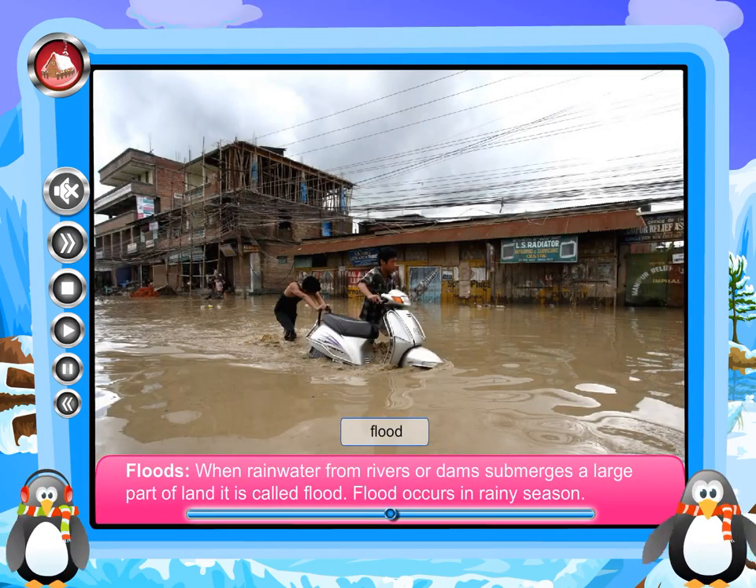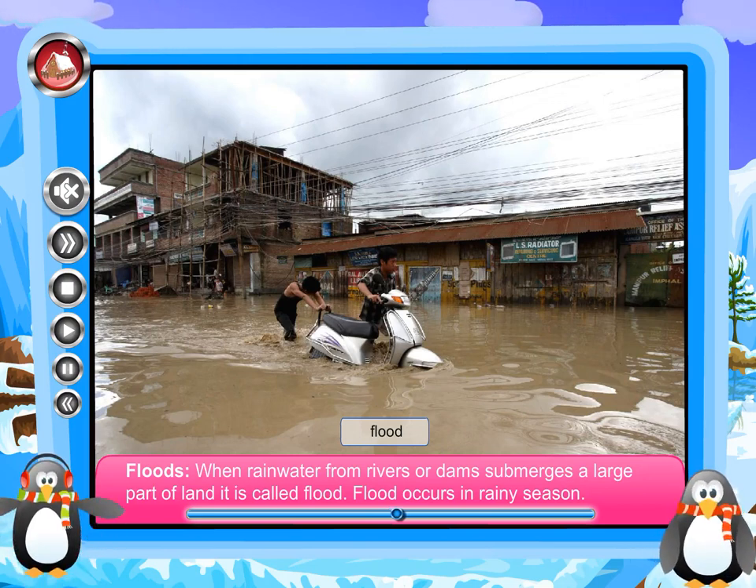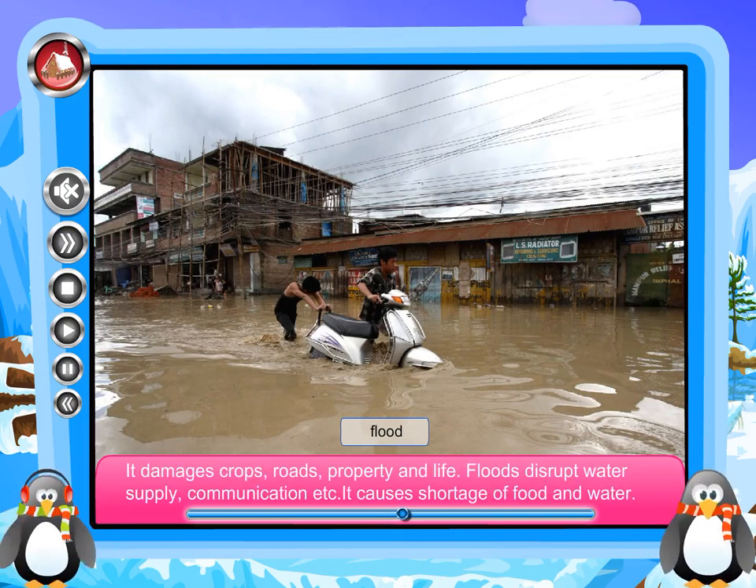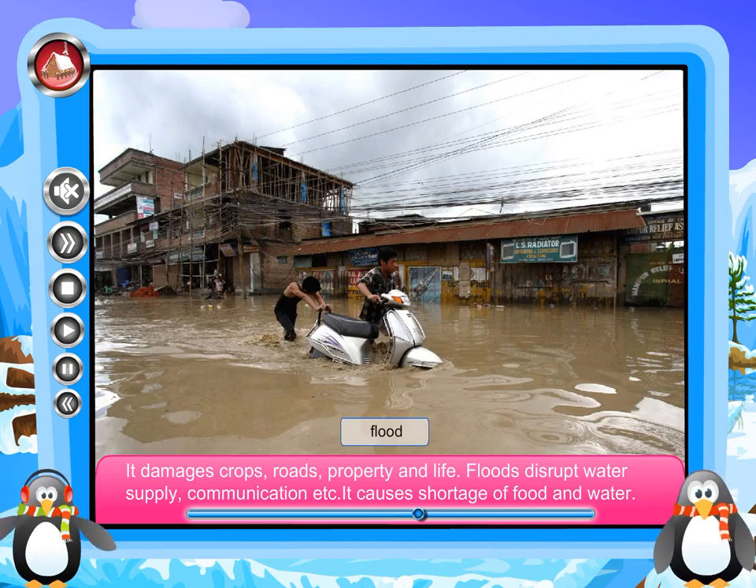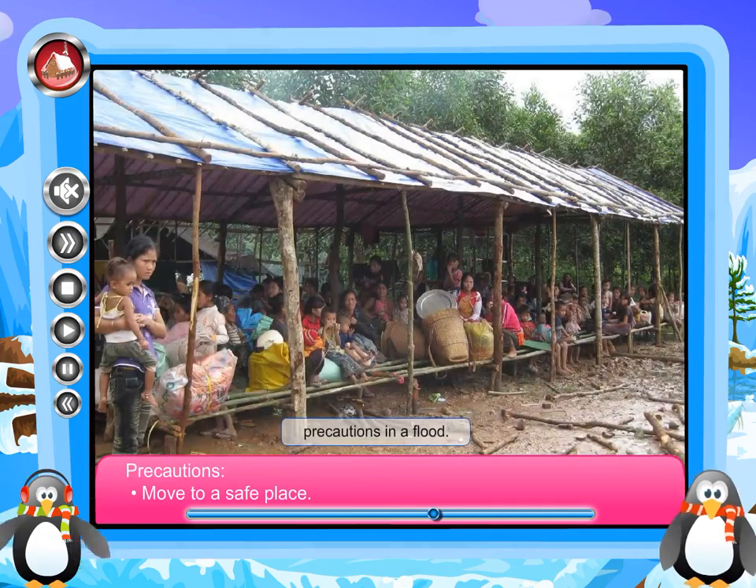Floods. When rainwater from rivers or dams submerges a large part of land, it is called flood. Floods occur in the rainy season. It damages crops, roads, property and life. Floods disrupt water supply, communication, etc. It causes shortage of food and water. Due to unhygienic conditions, diseases like typhoid, malaria, etc. spread and cause epidemics.